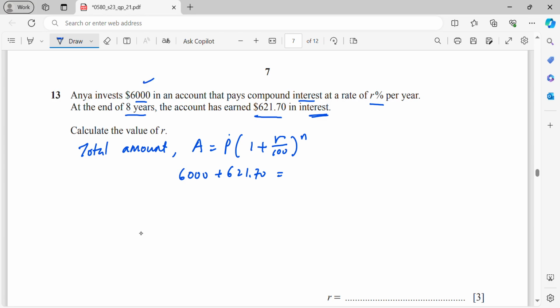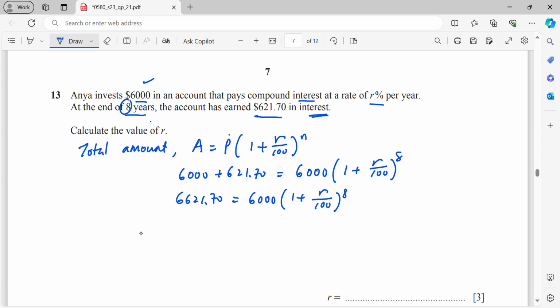P is the principal. Principal is the initial investment. So 6,000 times 1 plus R over 100. The power is 8 because here it is 8 years. Then from here, I will get 6621.70 equals 6,000 times 1 plus R over 100 to the power of 8. So which means 1 plus R over 100 to the power of 8 is basically 6621.70 over 6,000.